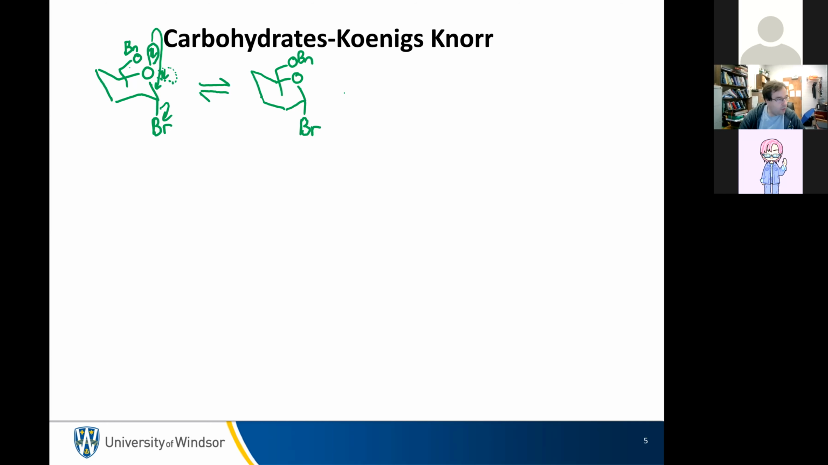So once we flip to a boat, click too many buttons. What can happen now is we can have what we just drew. I'm going to erase it so it's not in the permanent notes because it doesn't do that. Then we have made our oxocarbenium ion.